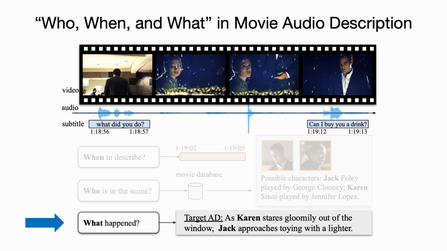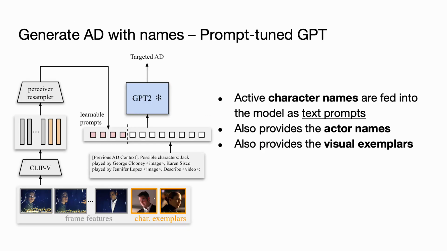The question of what to describe involves reasoning over multimodal inputs, including movie frames, character bank, and context. We experimented with two types of VLM architectures. The first type is prompt-tuned GPT. That is, we use a frozen GPT model and feed the visual information including the character exemplars as learnable prompts, and feed the textual information like the character names as text prompts.